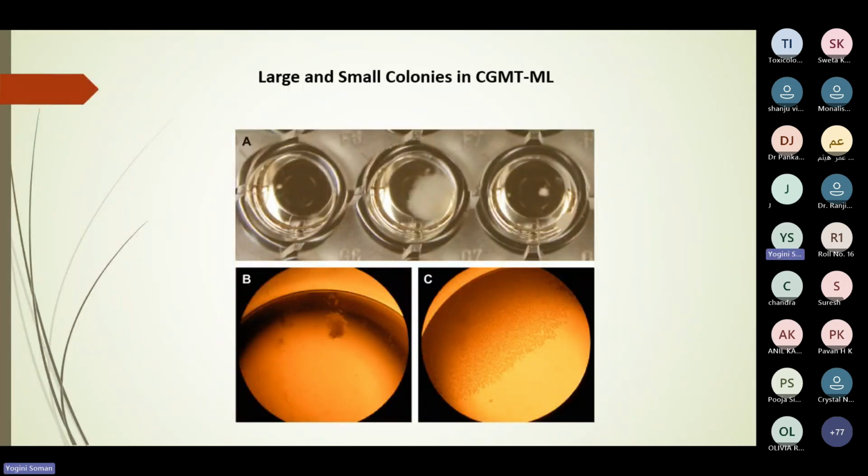So this is a diagram of large and small colonies in the cell gene mutation assay. You can see in diagram C, more than 75% of the well is covered, so this is a large colony. And this is a small colony, because less than 25% of the well is covered by the cells.